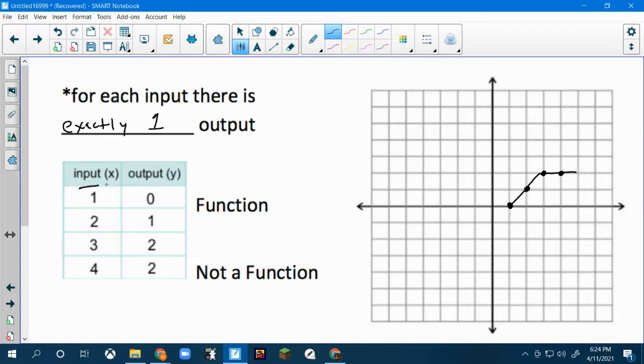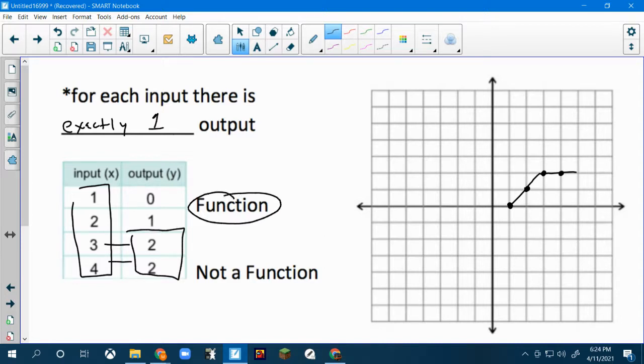Looking at this, for every input, is there exactly one output? That is true. Yes, there are two outputs that are the same, but their inputs are different. So that is a function. Okay, we graphed it. You can kind of see what that looks like on a graph and how we can tell if it is a function or not.